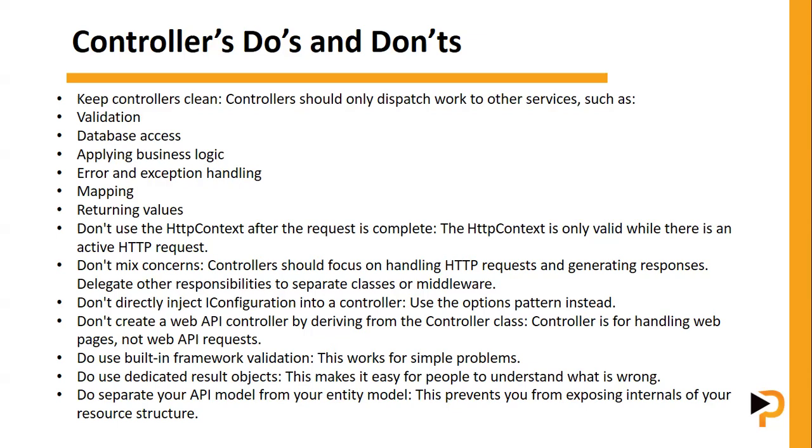Do use dedicated result objects. This makes it easy for people to understand what is wrong. If you are developing the application in a team, use dedicated result objects for the specific task, so it will be easier for other people to understand. Do separate your API model from your entity model. This prevents you from exposing the internals of your resource structure. I have given some reference links here that we will visit one by one.